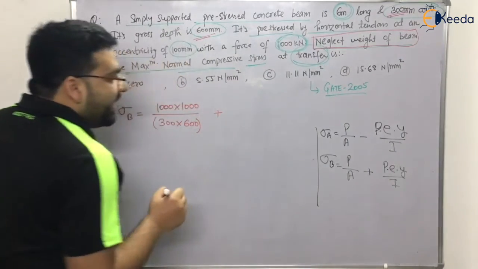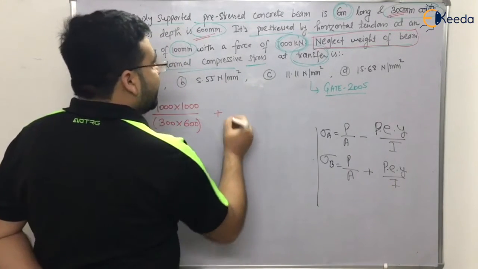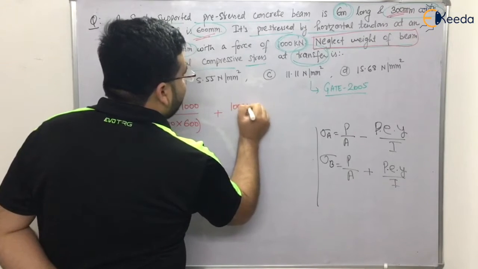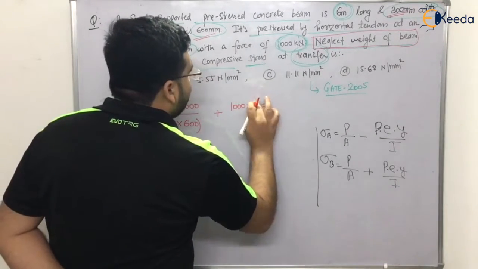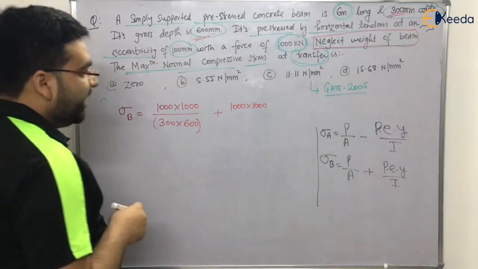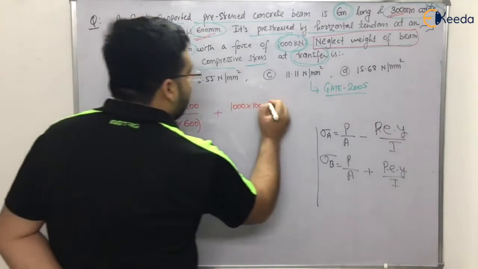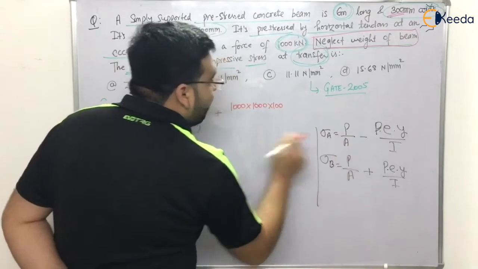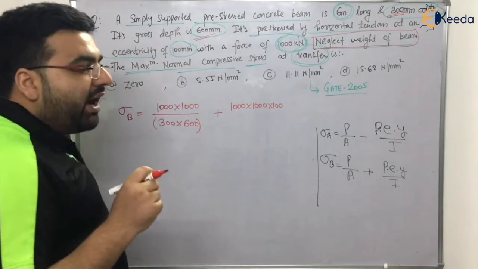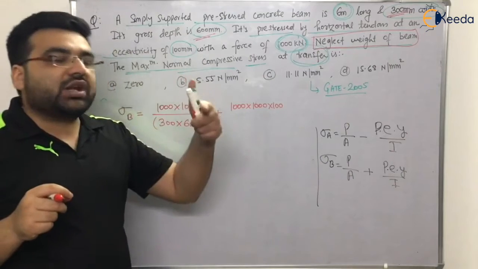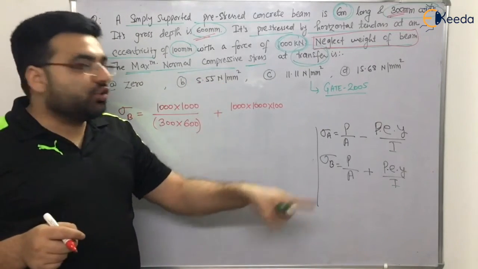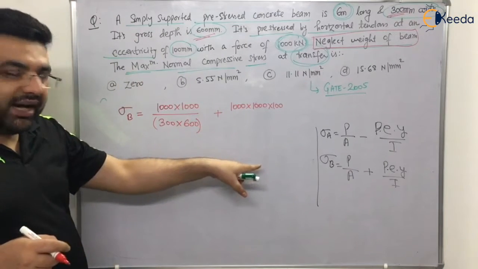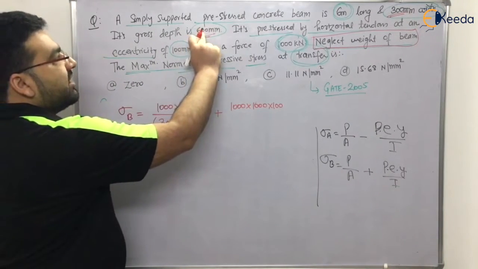Now plus, due to bending, P into E. How much is P? Again 1000, into 1000 again, converted into Newton. Into E. E is how much? 100 mm. Into Y. Now what is Y? Y is actually the distance from the neutral axis to the uppermost fibre, in this case to section B. That will be equal to 600 divided by 2.